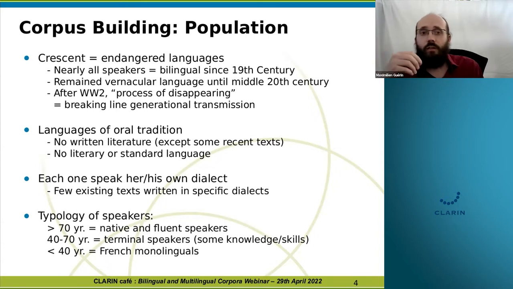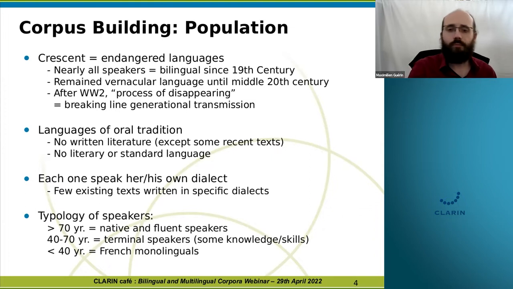The Crescent varieties are languages or varieties of oral tradition. There is no written literature except some recent texts. There is no standard or literary language. Each one speaks in her or his own variety, and the few existing texts are written in specific dialects, in specific varieties.